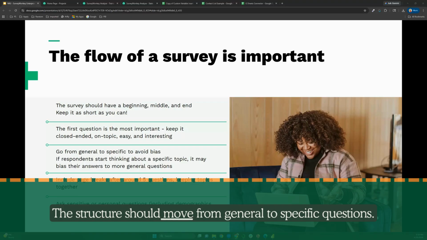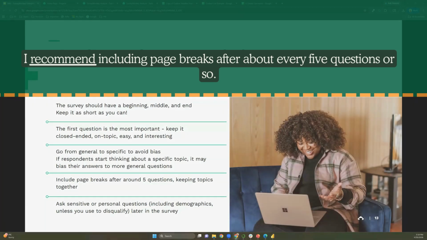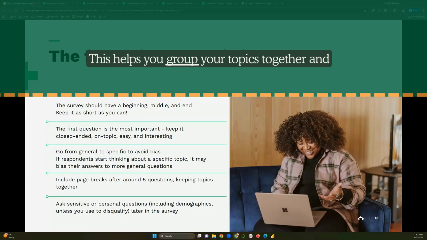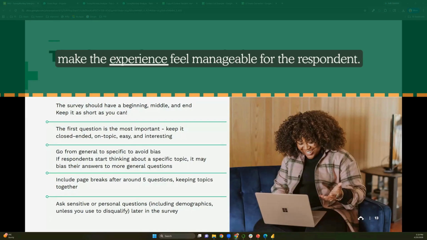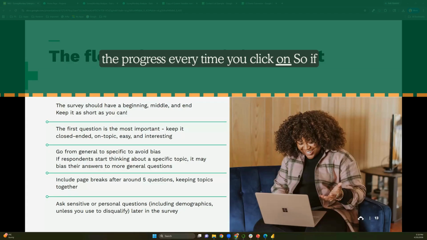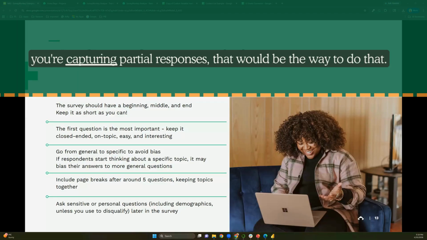The structure should move from general to specific questions. I recommend including page breaks after about every 5 questions or so. This helps you group your topics together and make the experience feel manageable for the respondent. As an added technical bonus, SurveyMonkey will actually save the progress every time you click to the next page. So if you're capturing partial responses, that would be the way to do that.